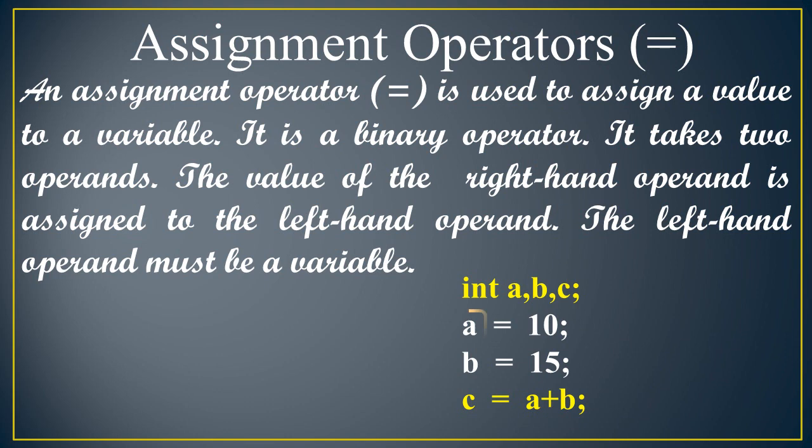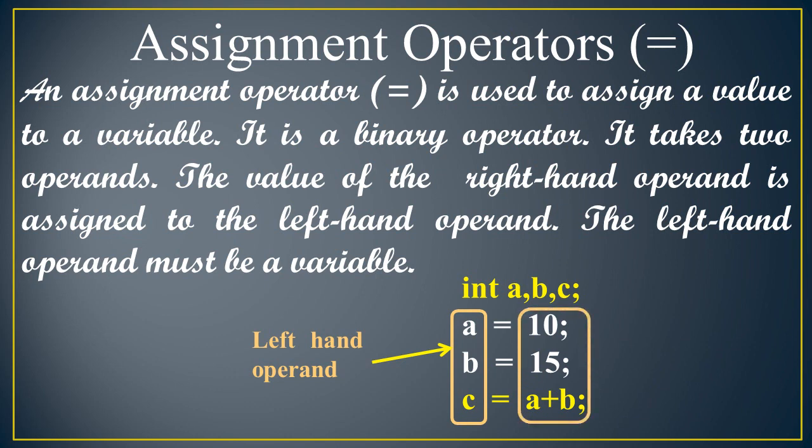So a, b, and c are called the left hand operands, and 10, 15, and a plus b are called right hand operands. And look here, the left hand operand always must be a variable. So a, b and c all are variables.